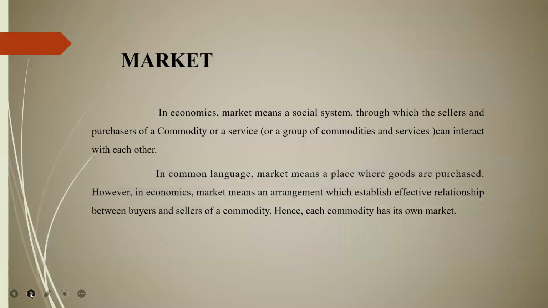Market. In economics, market means a social system through which sellers and purchasers of commodities or services can interact with each other. Generally, market means a place where goods are purchased. However, in economics, market means an arrangement which establishes an effective relationship between buyers and sellers of a commodity. Hence, each commodity has its own market.